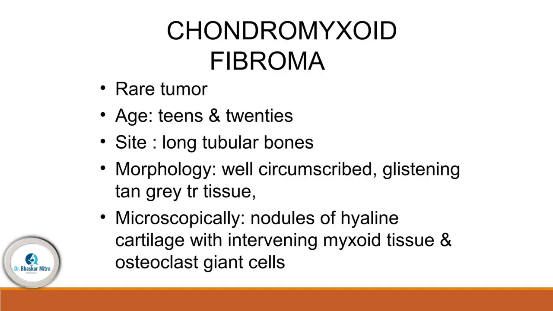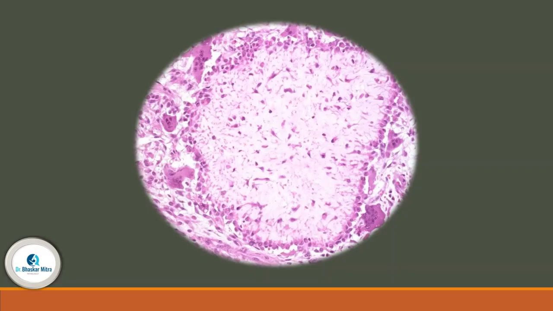Next comes the chondromyxoid fibroma. As I said, the name suggests it has a chondroid area and a fibrous area together. It is also present in the long tubular bones. It's a well circumscribed glistening grey tumor. Microscopically there are nodules of hyaline cartilage with intervening myxoid tissue and osteoclast-like giant cells. So this is the chondroid area, and here we can see the fibrous tissue with the myxoid component, the elongated fibroblastic cells. The chondroid tissue is surrounded by it.